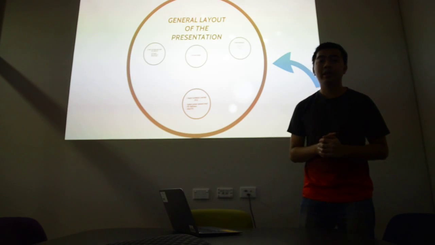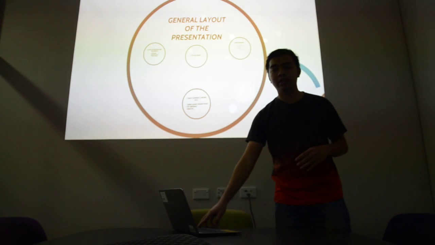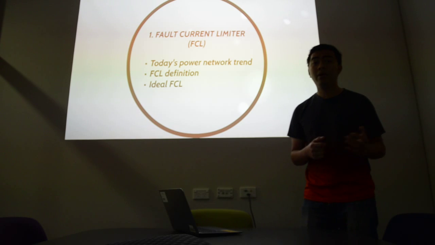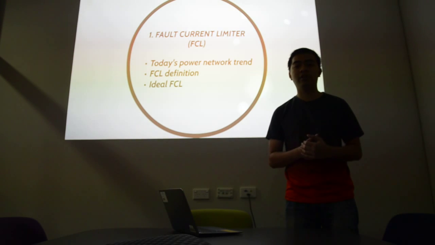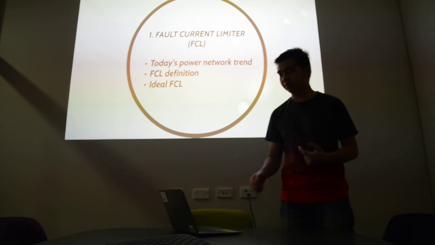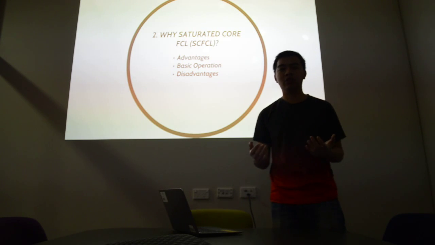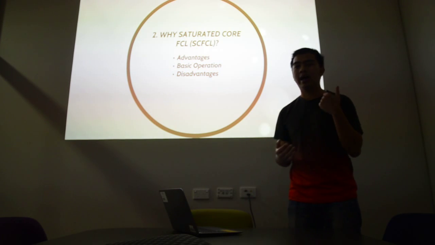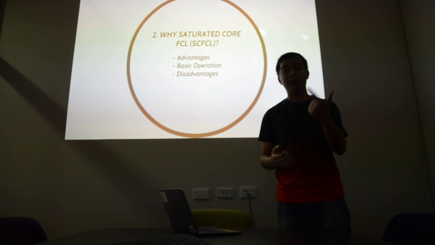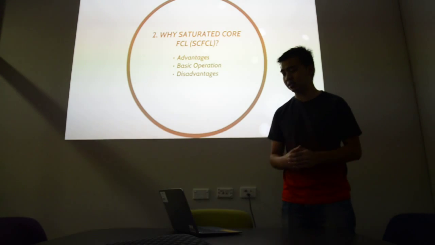So I want to explain to you the general layout of my presentation. There are 4 main components in my presentation. The first one is I'm going to explain to you briefly what is fault current limiter, what is today's power network trend, and what is its definition. The second component will be why I choose saturated core fault current limiter. I'm going to explain to you its advantages, its basic operation, and it also has some disadvantages.